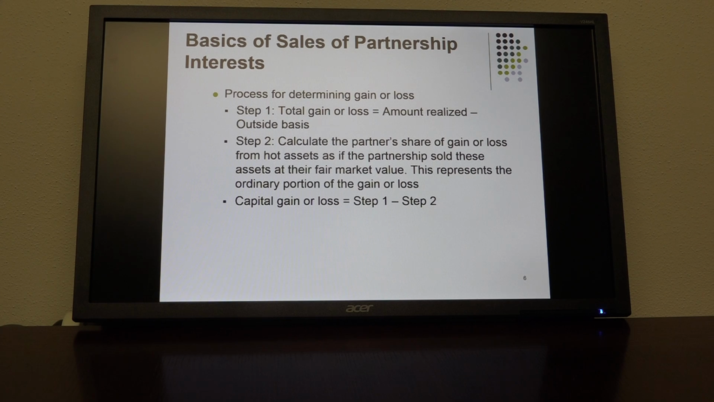Then what you do in step two is you calculate the partner's share of gain or loss from the hot assets as if the partnership sold these assets at fair market value. And so this represents the ordinary portion of the gain or loss. And then step three is figuring out the capital gain or loss, which is subtracting step two from step one.